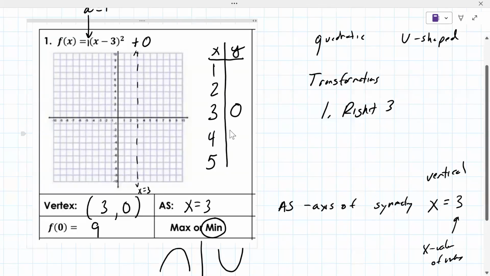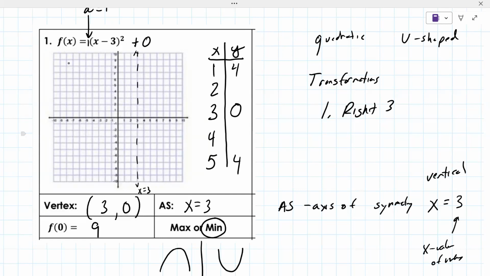So, and again, by symmetry, 2 and 4 are the same and 1 and 5 are the same. So what I would tell you to do is do 4, put that in for x, and then do 5 and put that in for x, and so on. So for 5, it would be 4. Okay, which means that for 1, it's 4. For 4, it would be 1.